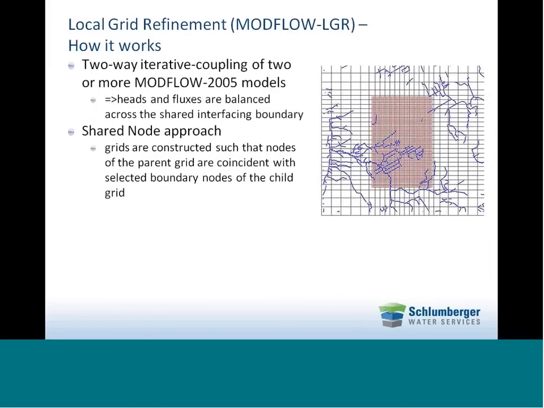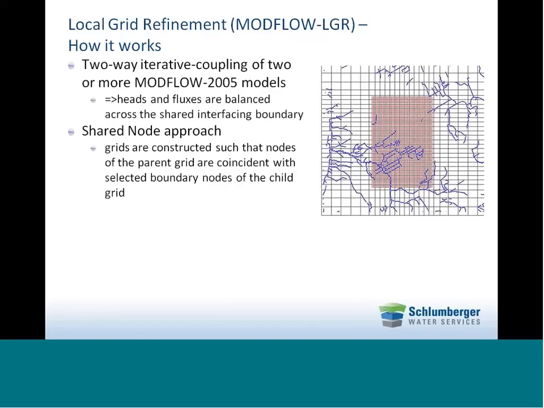So having said that, in around, I believe, 2005, the USGS released the Modflow LGR package, or local grid refinement package, and the next couple slides describe the theory and how it works. So with Modflow LGR, you have a two-way iterative coupling of one or more Modflow 2005 models. This means that the heads and the fluxes are balanced across the shared interface boundary between the parent grid and each of the child grids.